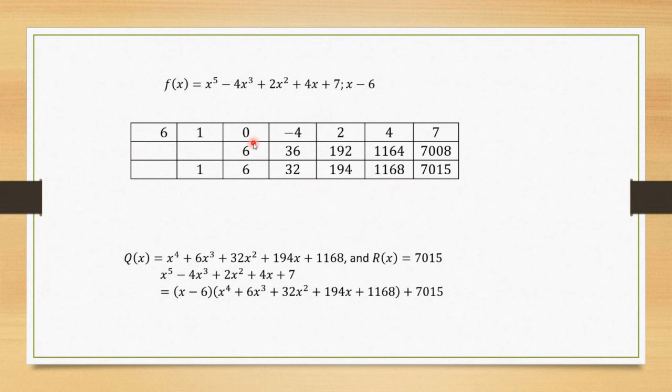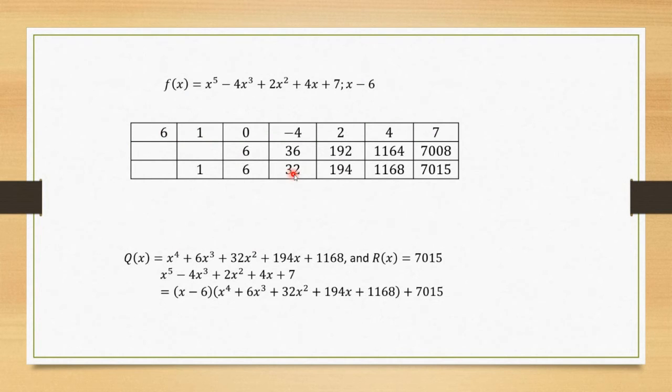Now, from here, what do we do next? Well, the 1 comes down. We have 6 times 1, that's going to be 6. We have 6 and 0 is 6, as we know. And basically, you keep on doing this. 6 times 6, that's 36. That comes up here. Negative 4 plus 36 is 32. And we keep on doing this. The numbers get kind of big, as you can see.